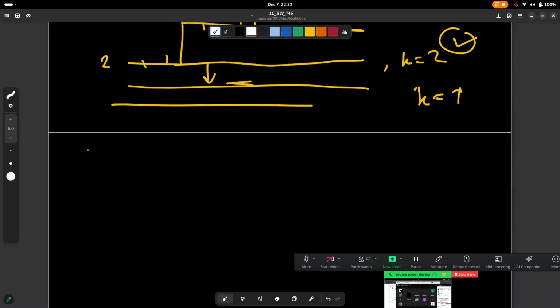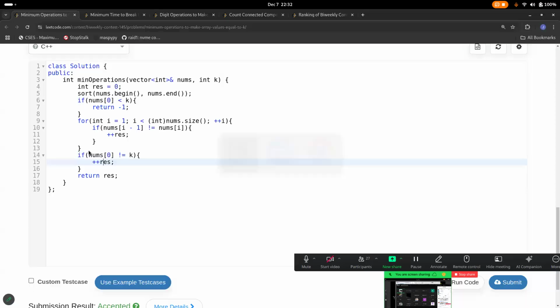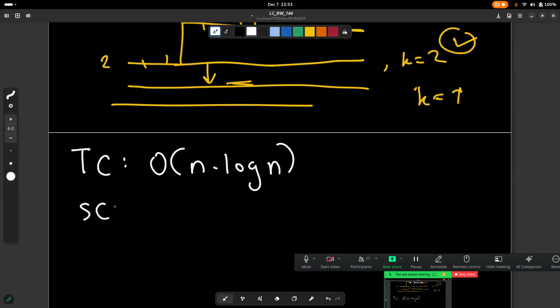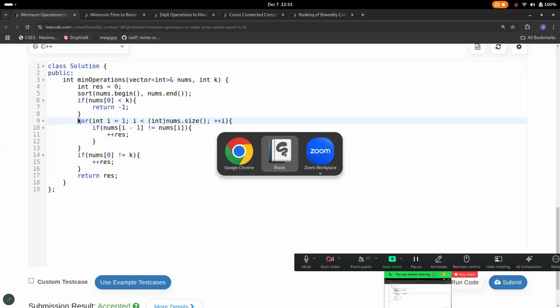So overall our time complexity would be O(n) plus O(n log n). The n log n time is for this sort function, and this takes O(n) time. So this will overall be O(n log n). And the space complexity would be O(1) because we aren't really using any other space other than the nums array which is given to us by default. So that was overall about the first question.